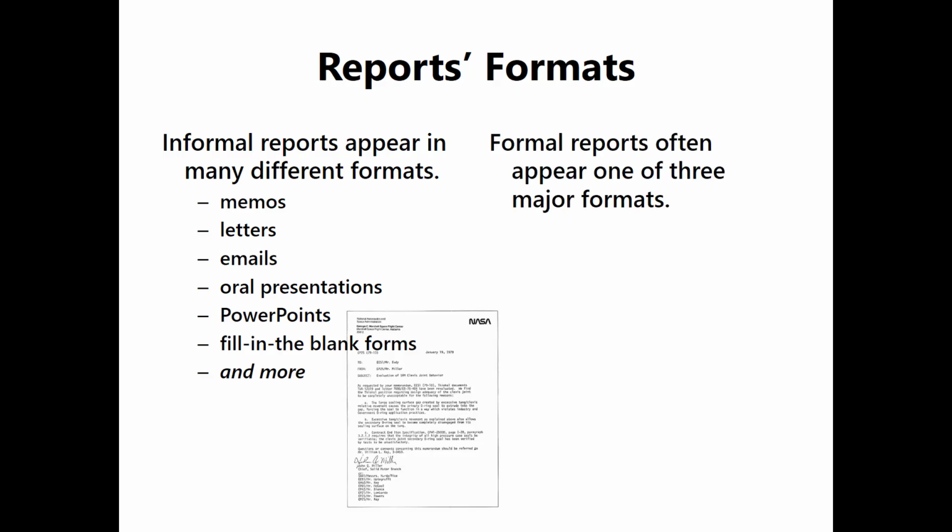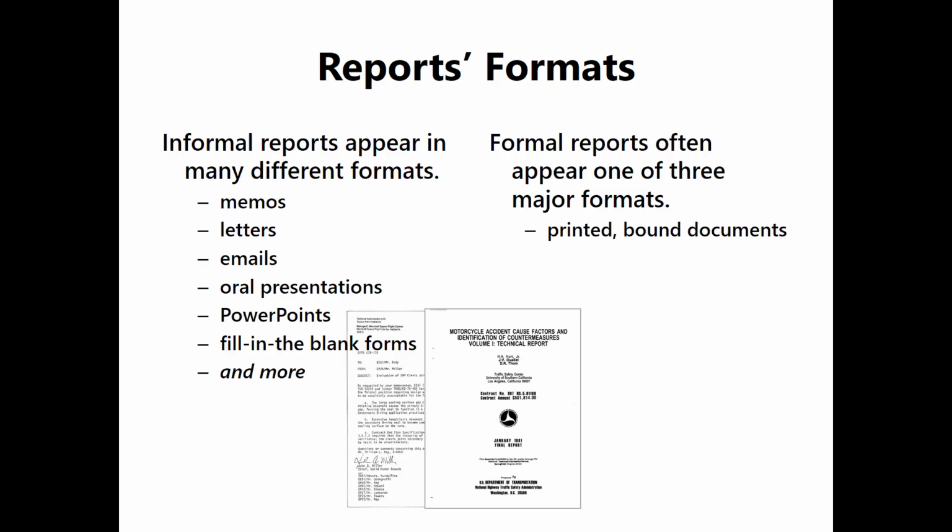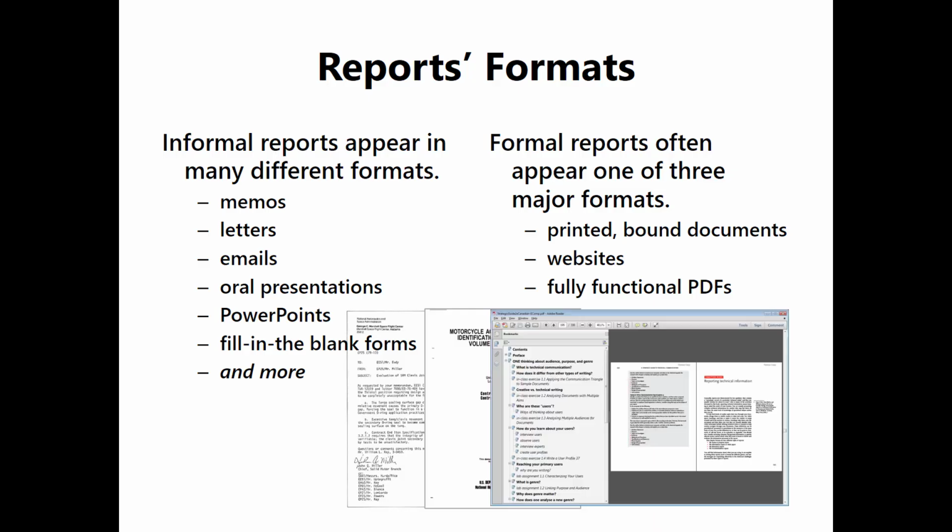Formal reports, though, often take the form of one of these 3 things. A printed and bound document. For example, a full-on book. Could be a spiral-bound book, a comb-bound book. It could also be a website. You find reports on websites all the time. Also, fully functional PDFs. These look like professionally bound documents, but they are done up in electronic format.